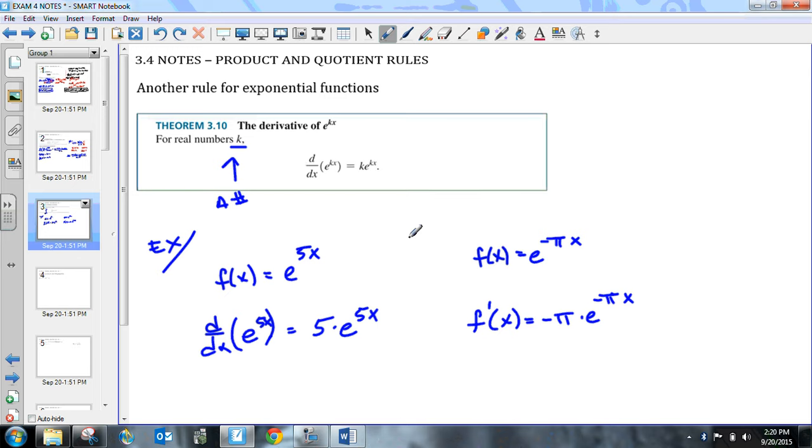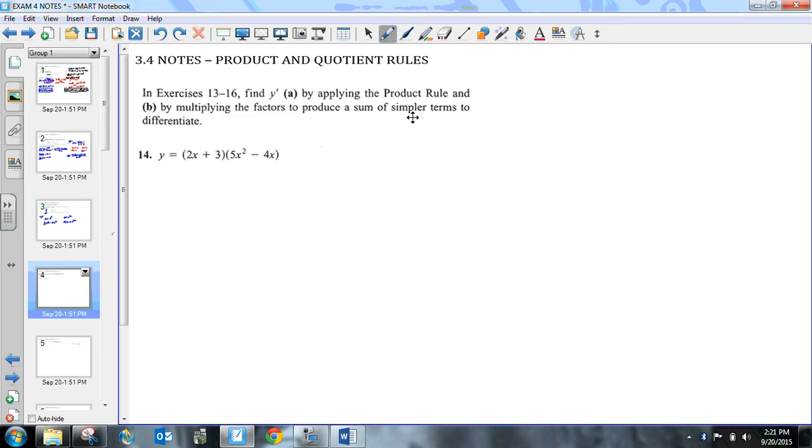All right, let's take a look at an example. We're going to do problem number 14 two ways. We're going to apply the product rule first and see what we get, and then we're going to multiply everything out and find its derivative. I'm going to call this my u and this my v. So u is equal to 2x plus 3, and v is equal to 5x squared minus 4x. If I find u prime, that's just going to give me a derivative of 2. If I find v prime, I'm going to get 10x minus 4.